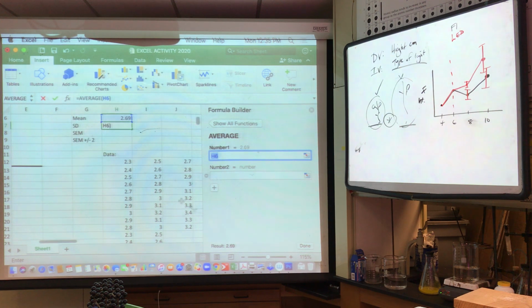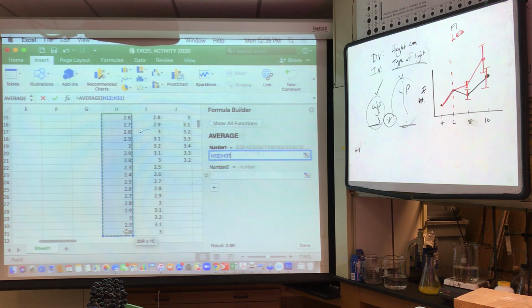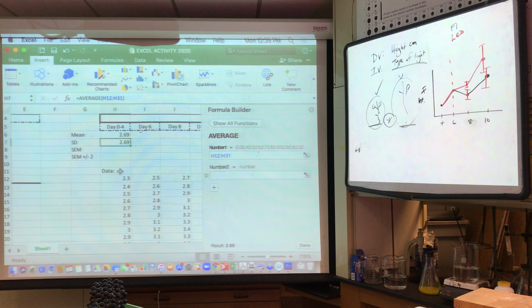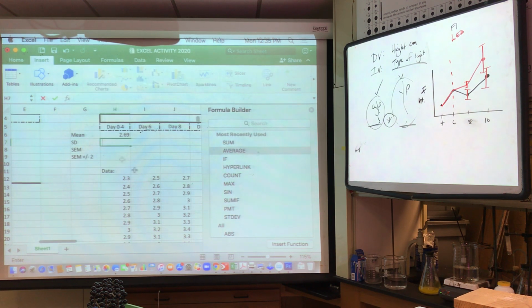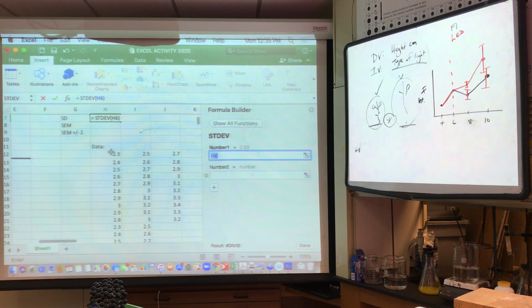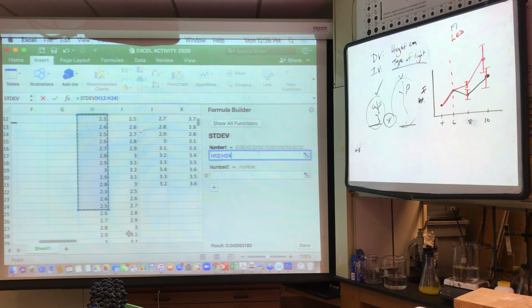Same thing. I'm going to select all the measurements without making a mistake, and I hit done. And somehow I have an average because I clicked the average. Bad Brodsky. Standard diva. Insert that. Okay, I can try this again. Sometimes it doesn't scroll on me. Sometimes it doesn't like me.